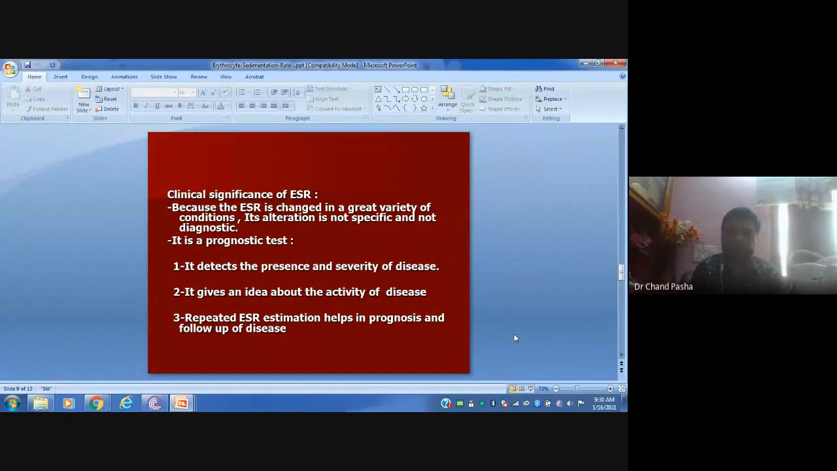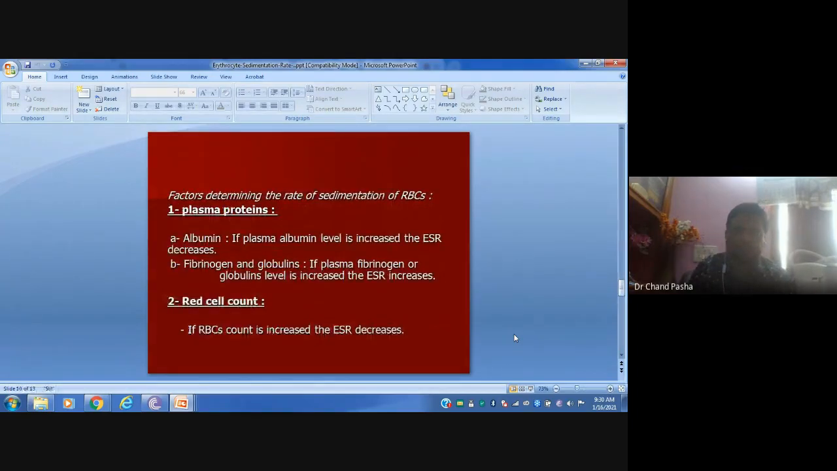Whereas it is a good marker for a prognostic test. Like, once the ESR was found to be increased, then after treatment or a gap period, if you do a repeated ESR, and the ESR value gets reduced, then you can say that the stress, or whatever it may be, got reduced. And the factors determining the rate of sedimentation rate.